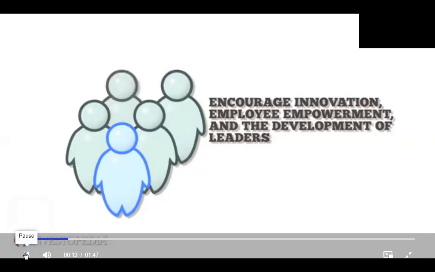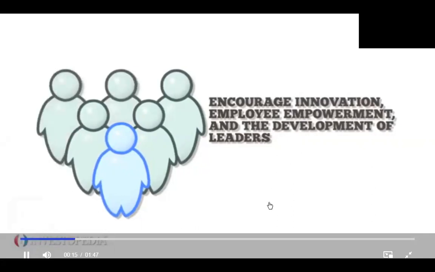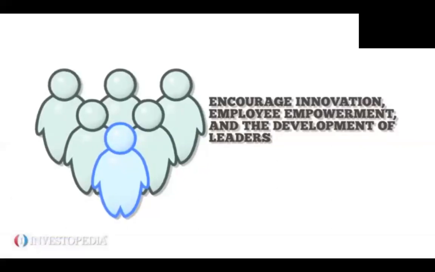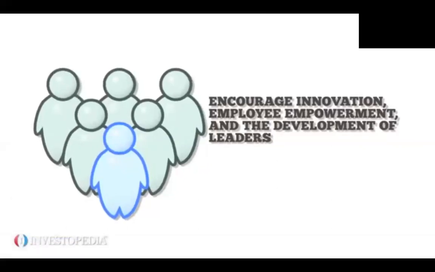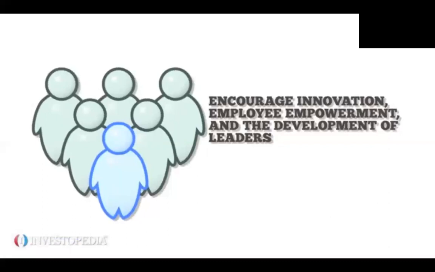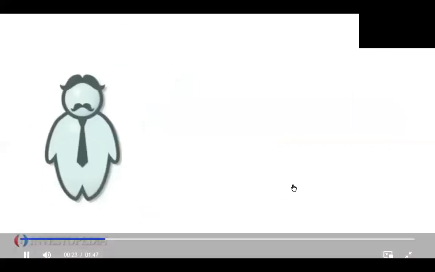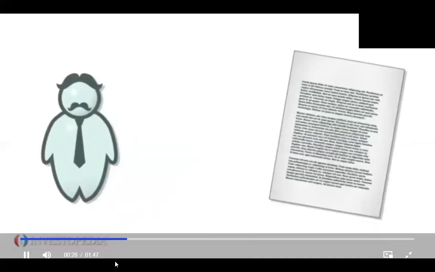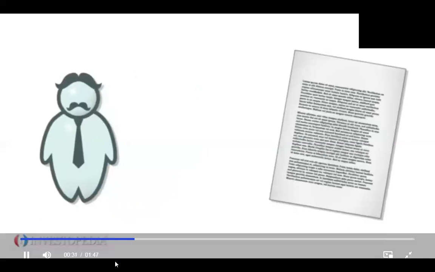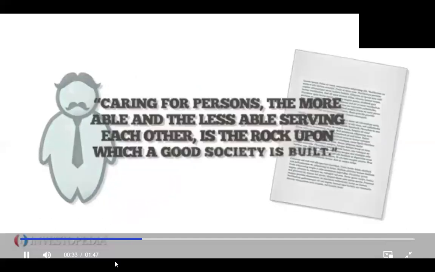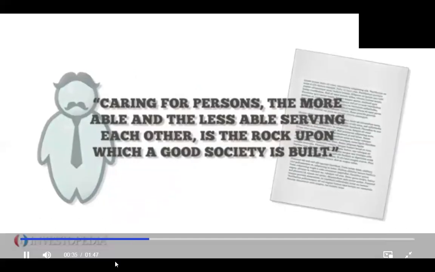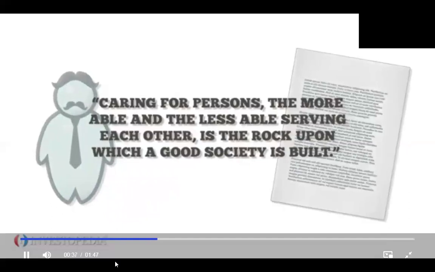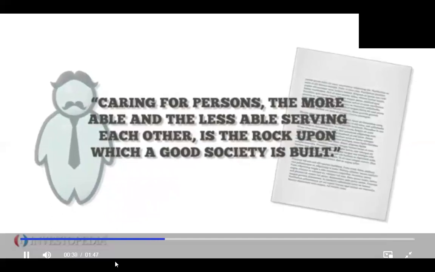Servant leadership is a philosophy of leaders who serve an organization's stakeholders first. For groups that embrace its core concepts, servant leadership is pivotal to their success. Robert K. Greenleaf coined the term in a 1970 essay. Greenleaf was suspicious of anyone who focused on leading, yet ignored serving. As he put it, quote, caring for persons, the more able and the less able serving each other, is the rock upon which a good society is built.